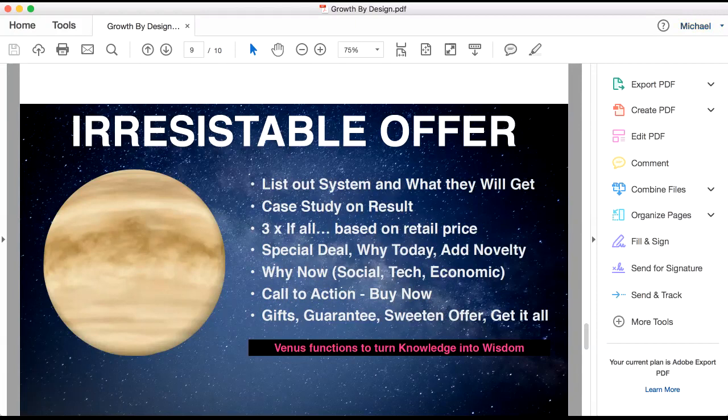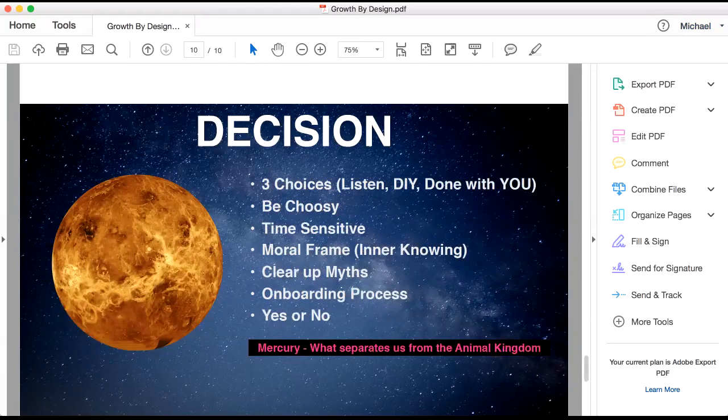So that's the irresistible offer. And then we're just going to move into the final part here, which is Mercury, the decision. Now, what separates us from the animal kingdom? I love the spirituality of Mercury because the decision is very much what separates us from the animal kingdom, because the animal kingdom doesn't use cognitive reasoning. They have much more the fight, flight or freeze type of thing, which is the reptile brain.